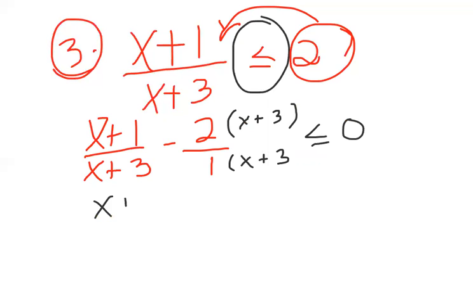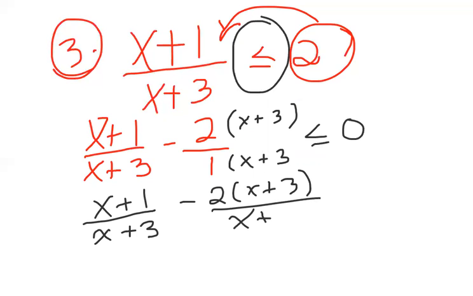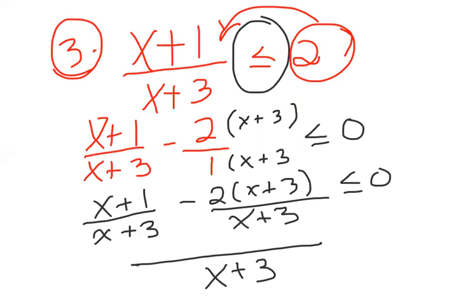So this would become x plus 1 over x plus 3 minus 2 times x plus 3 over x plus 3. Now, guys, what you will notice is that the denominators are the same. We're going to keep the denominator and combine the numerators. So, guys, we have x plus 1 minus 2x minus 6, because remember, we're distributing a negative 2. So this becomes a minus 6 is less than or equal to 0.